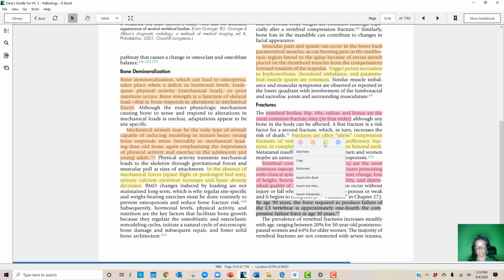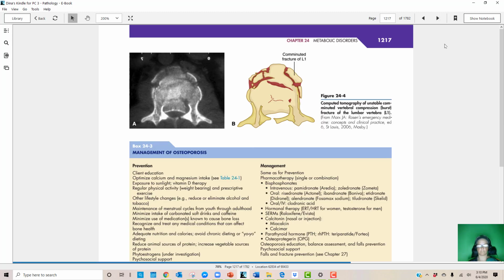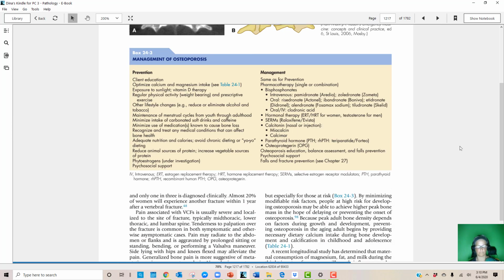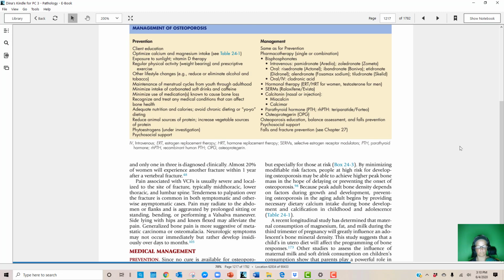The prevalence of vertebral fractures increases steadily with age, ranging between 20% for 50-year-old postmenopausal women and 64% for older women. The majority of vertebral fractures are not connected with severe trauma, and only 1 in 3 is diagnosed clinically. Almost 20% of women will experience another fracture within 1 year after a vertebral fracture.